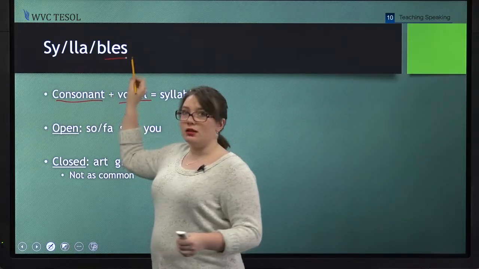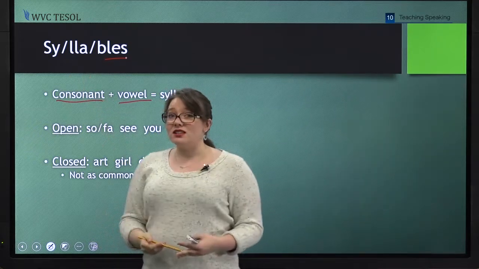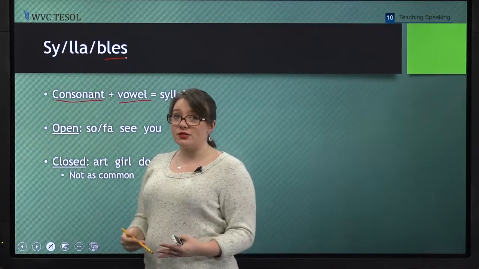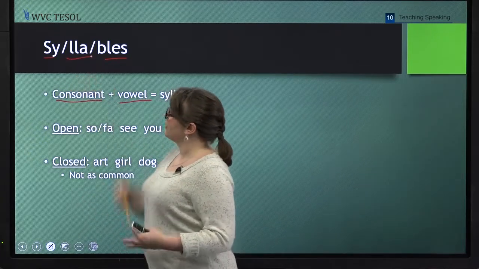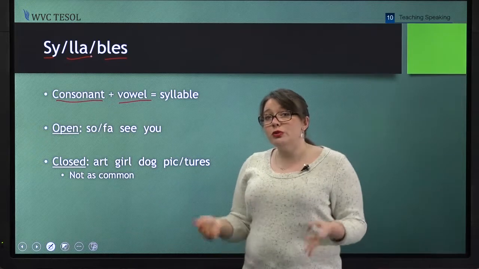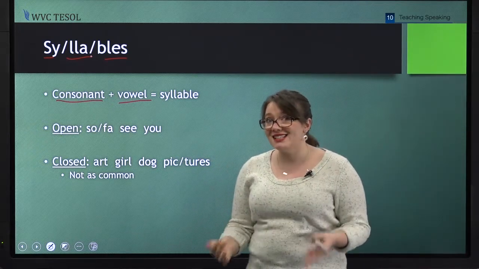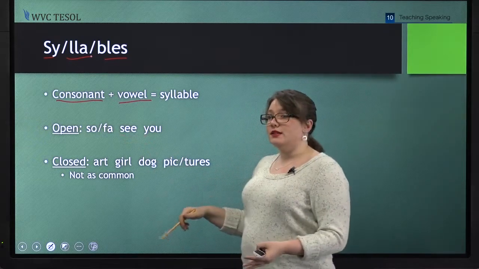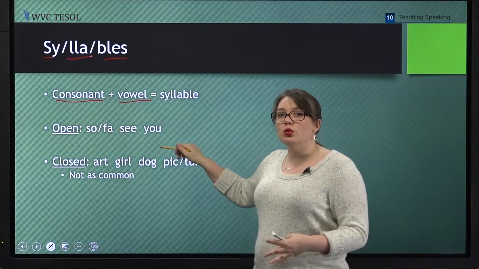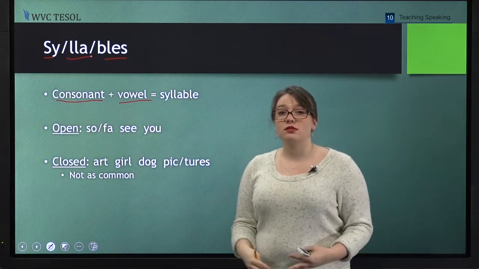Syllable. Now, Y may be a consonant, but here it's a vowel sound, so we consider it one syllable. Now, there are two types of syllables. Open, which ends in a vowel sound, like sofa, see, you. Those can keep on going because they're vowel sounds.